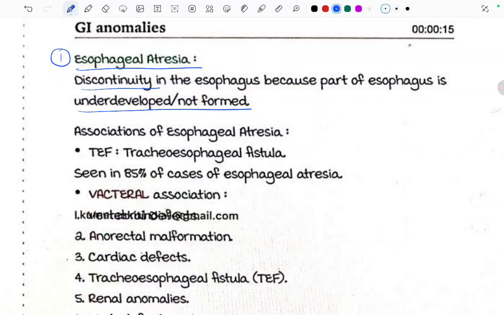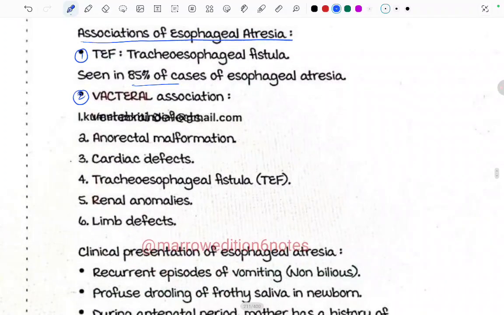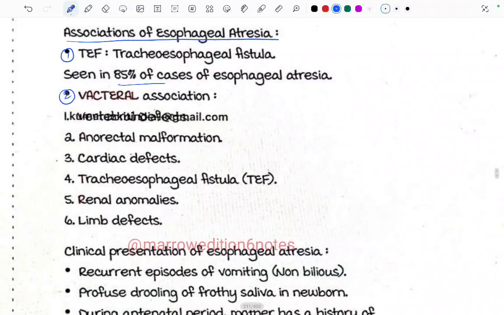Now the associations of esophageal atresia. The first one is the tracheoesophageal fistula, seen in 85% of cases of esophageal atresia. The second one is the VACTERL association, in which V is vertebral anomalies, A is anorectal malformations, C stands for cardiac defects, TE stands for tracheoesophageal fistula, R is renal anomalies, and L is limb defects. So this is the VACTERL association.